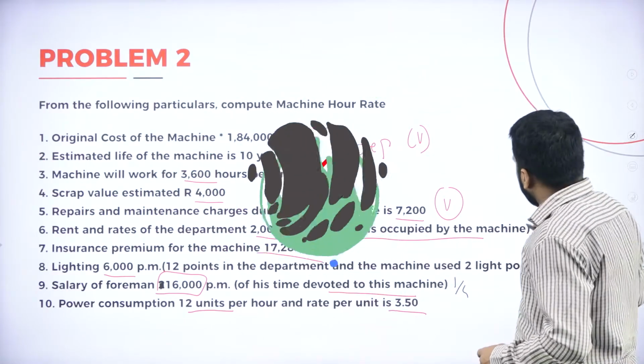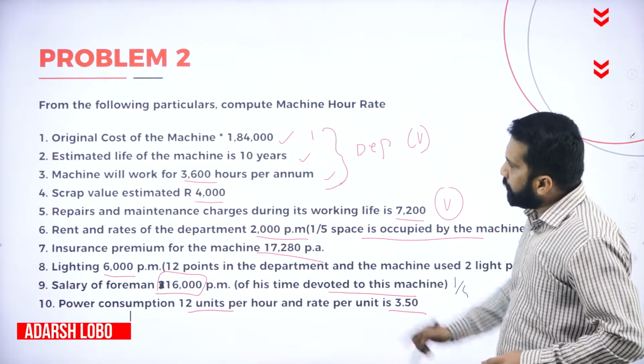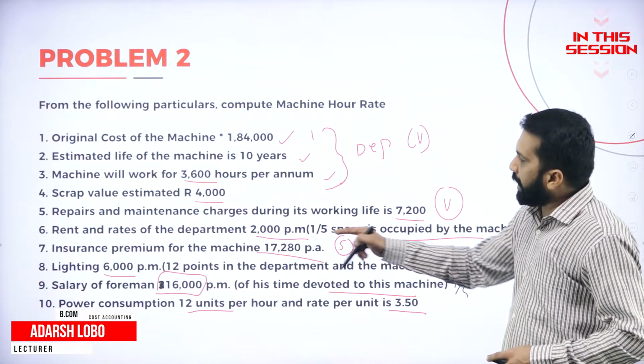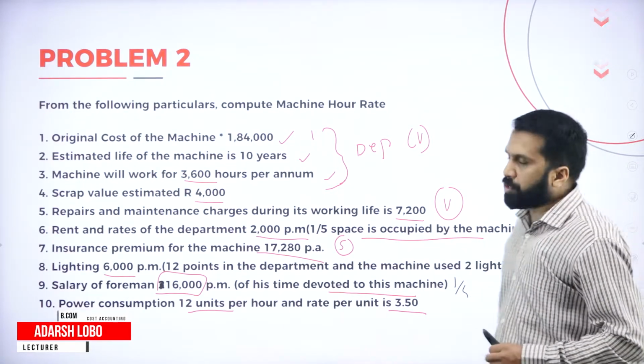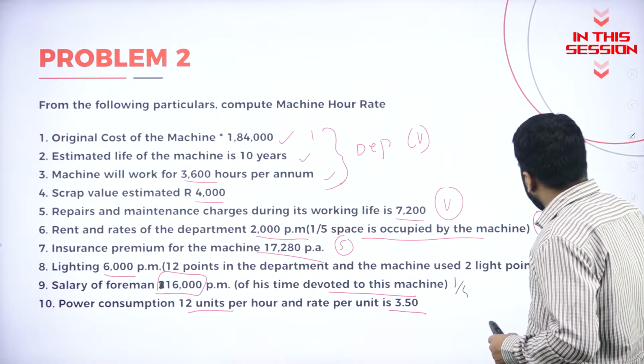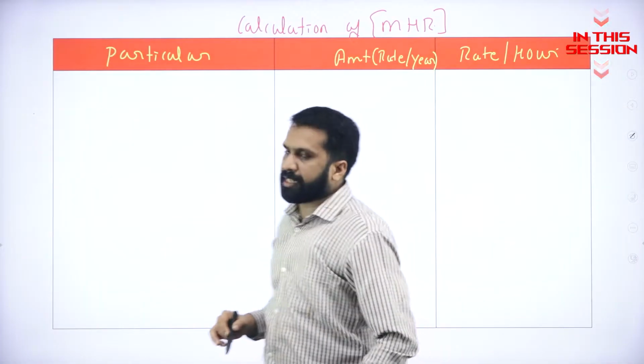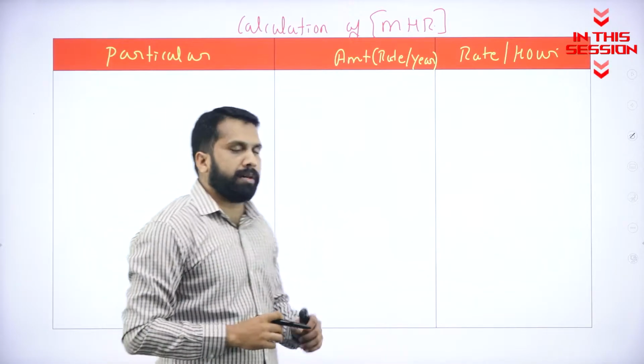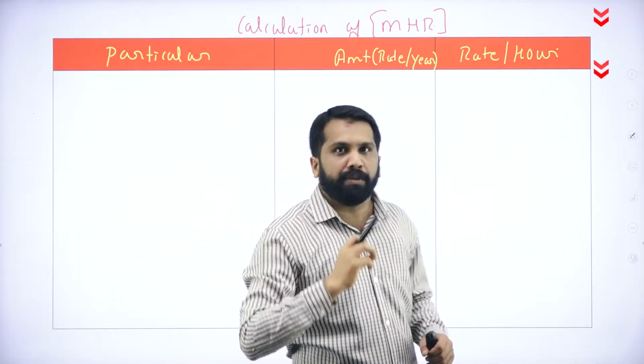Rent and rates, standing charges, insurance premium, standing charges, lighting also comes under standing charges. So whatever information is there in the first column, we calculate per year, and the last column we calculate per hour.